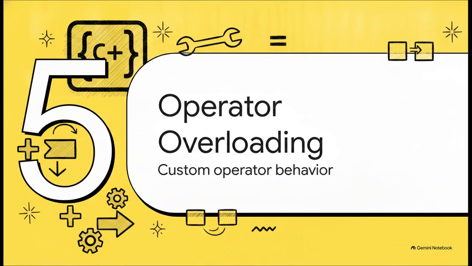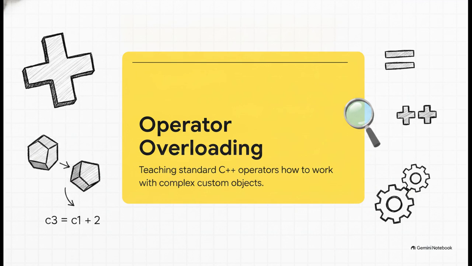Moving right along to Section 5, the power of operator overloading. Now, this is a feature that truly makes custom C++ objects feel like native built-in parts of the language. Operator overloading simply means teaching standard C++ operators, like the plus sign, the equals sign, or the increment operator, how to behave when they're used on your complex custom objects. Think about it. Instead of writing a clunky function like add complex numbers, wouldn't it be beautiful to just write C3 equals C1 plus C2? By overloading the plus operator, we define exactly what happens when two custom objects are added together, and it makes our code so incredibly clean and readable.